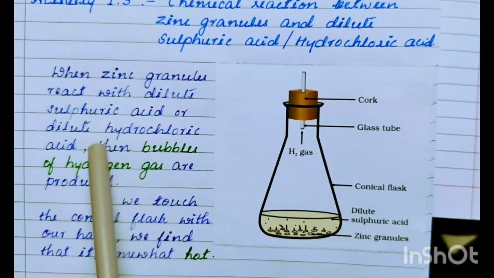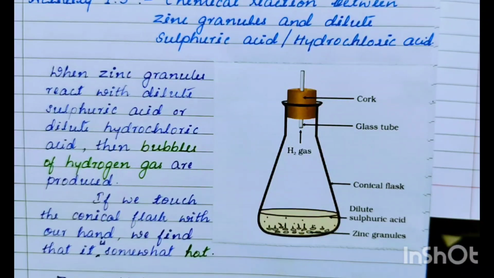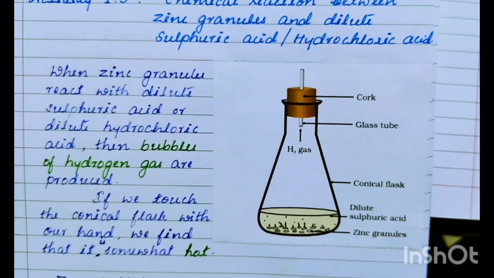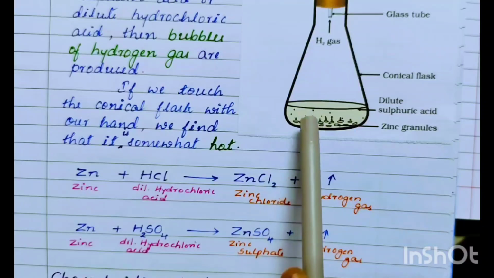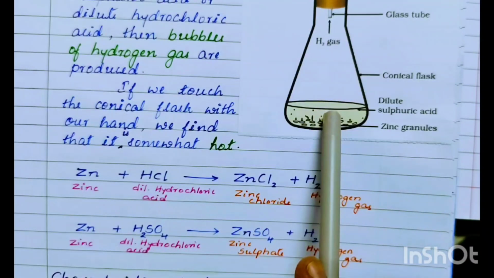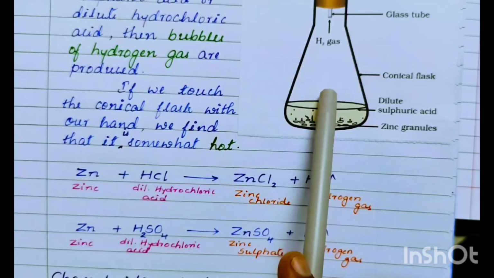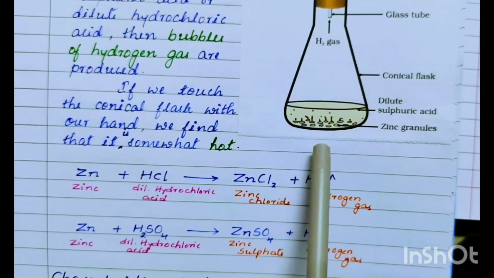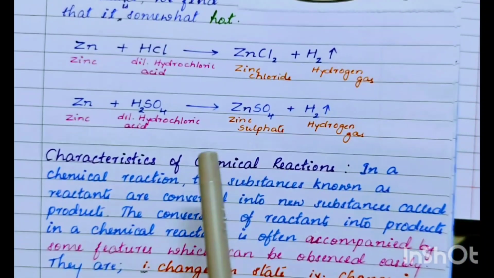Now let us read this. When zinc granules react with dilute sulfuric acid or dilute hydrochloric acid, then bubbles of hydrogen gas are formed or produced. If we touch the conical flask with our hand, we find that it is somewhat hot. After the reaction, when we touch this conical flask, it will be hot. Two observations we can see. One, hydrogen gas is released, and then the temperature changes after the reaction, and that can be represented like this.